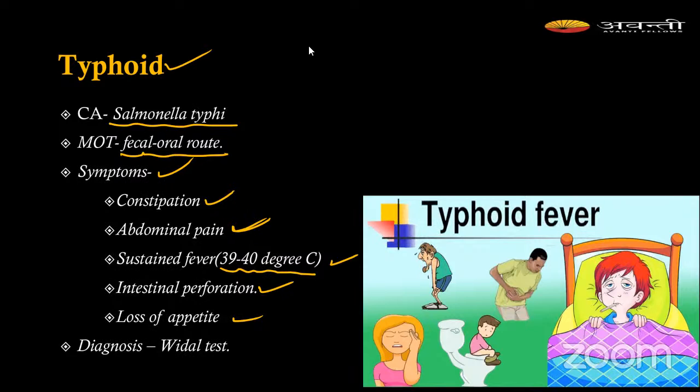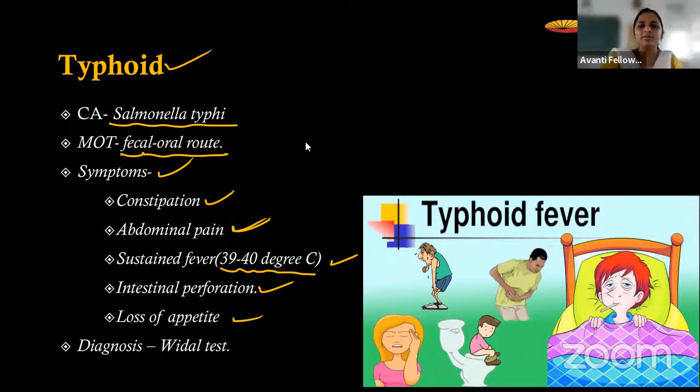Then coming to the abdominal pain. Student, you have to remember that in any disease spread through the fecal oral route, you are going to get abdominal pain. So abdominal pain and sustained fever, for 39 to 40 degrees, is a very important thing. They may ask you this kind of question: they will give you typhoid, and ask which of the following statements belongs or does not belong to typhoid.